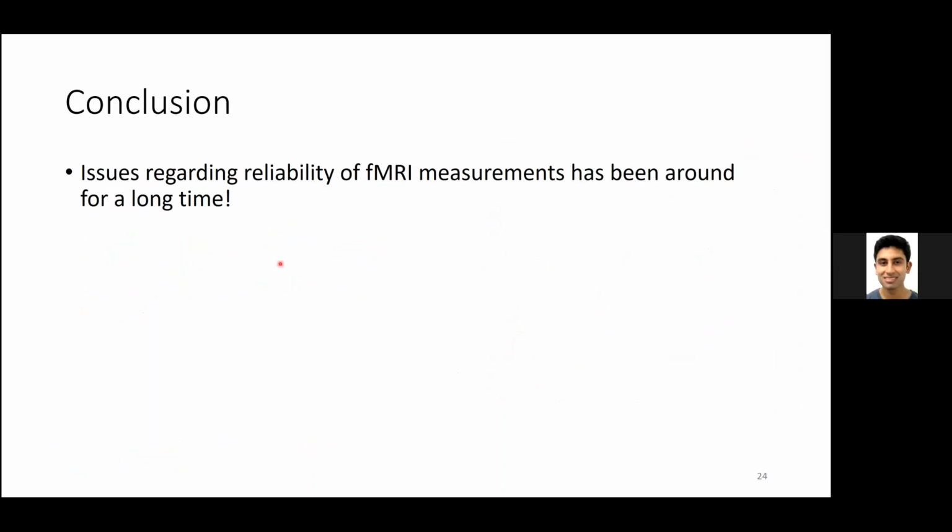But just to conclude, these issues regarding reliability of fMRI have been around for a long time and are still being brought up in present day.